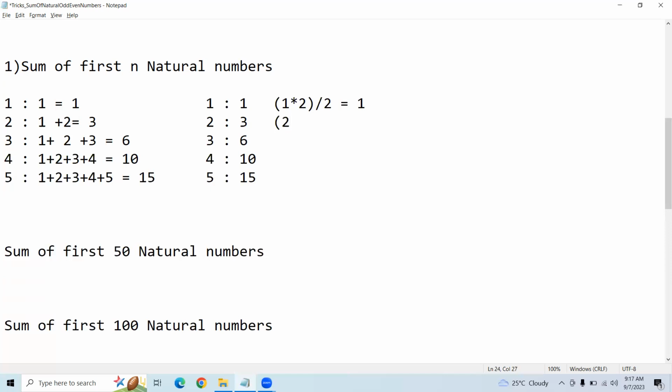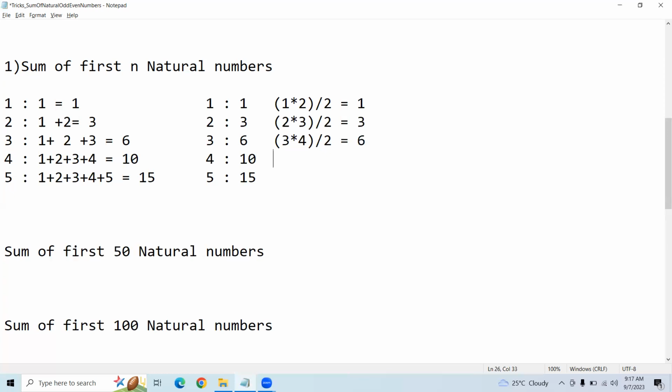What is the next number of 2? 3. 2 3s are 6. 6 divided by 2 is 3. So this is following this pattern. For the sum of three natural numbers, what is the next number of 3? 3 into 4 divided by 2 is 6.